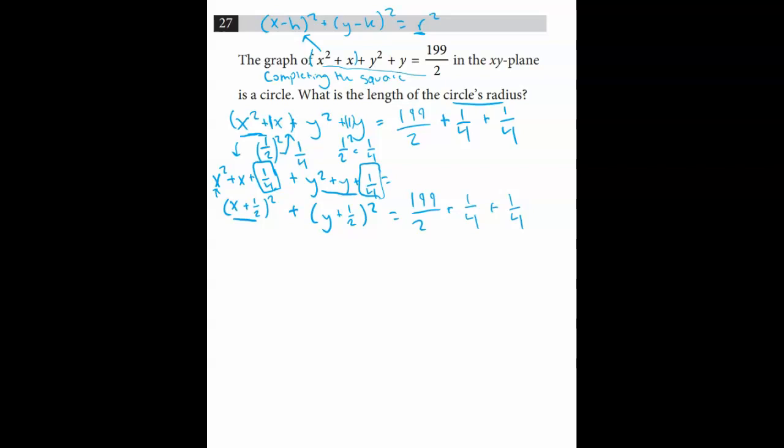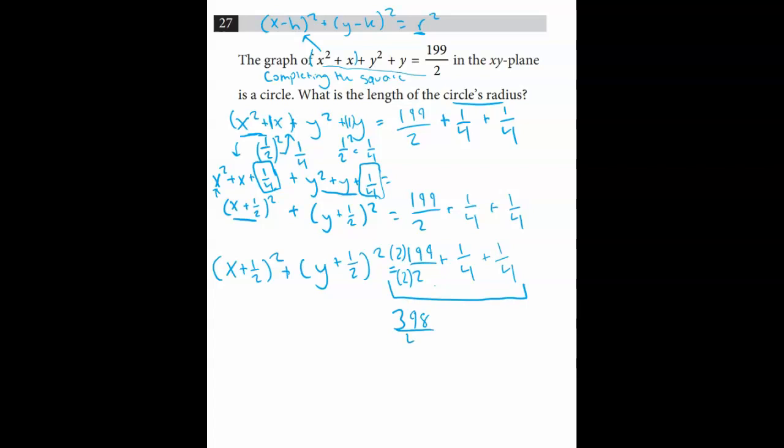And so let me draw this a little more clearly. So now what we have is (x plus 1/2) squared plus (y plus 1/2) squared equals 199 over 2 plus 1/4 plus 1/4. So we need to get these into common denominators. So what I need to do is take 2 multiplied by 199 multiplied by the 2 at the bottom, and then just taking this portion, we get 398 over 4 plus 1/4 plus 1/4, and that gives us 400 over 4, and that gives us 100.